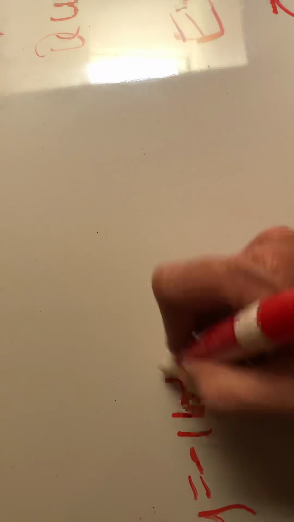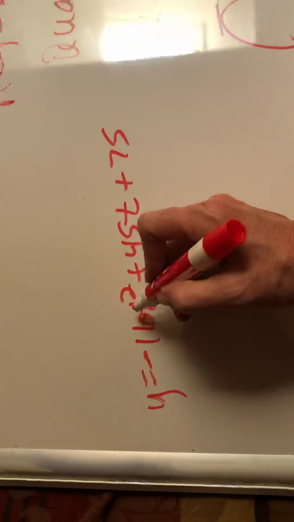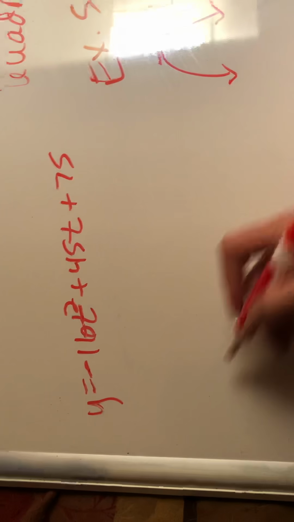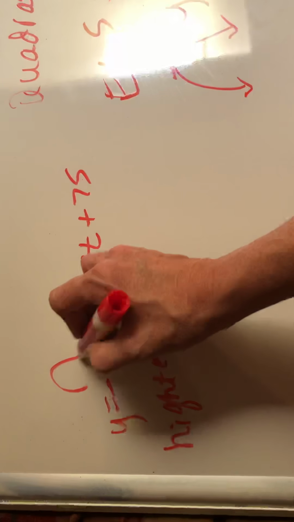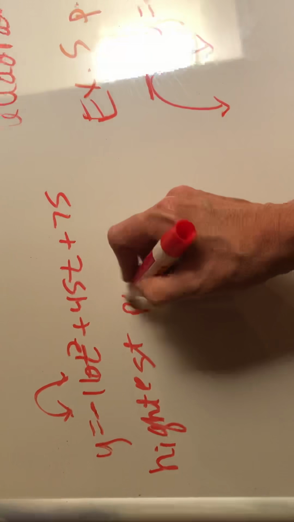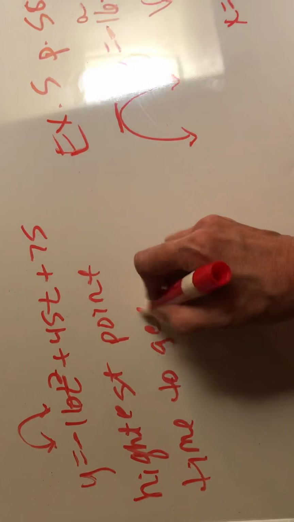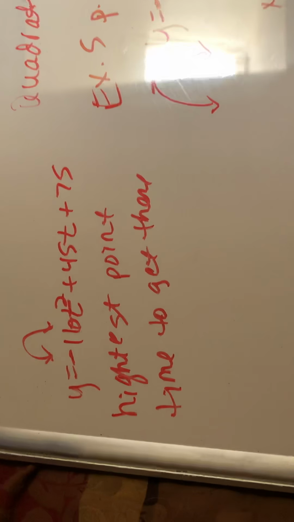Okay, so let's do another one like that. We've got y equals negative 16t squared plus 45t plus 75. So again, I want the highest point, because it opens down again, because that's a negative. So I want the highest point and the time it takes to get there.